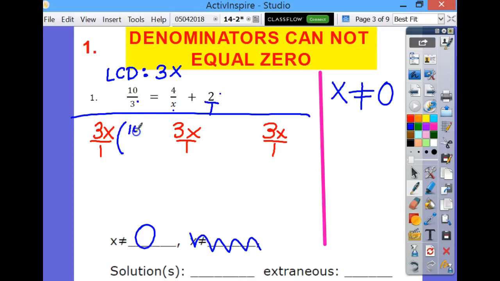I'm going to multiply the first fraction, and I'm going to multiply the second fraction, and I'm going to multiply the third fraction. Be sure to put the equal sign in the right place. I'm going to multiply every single term by the LCD, the least common denominator, so that all the denominators cancel out.